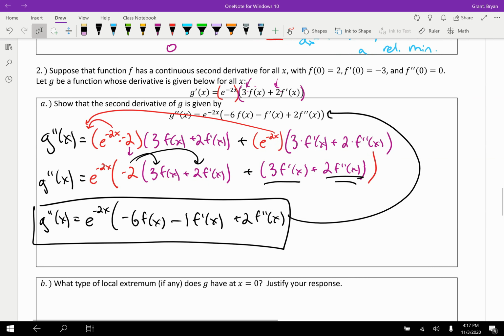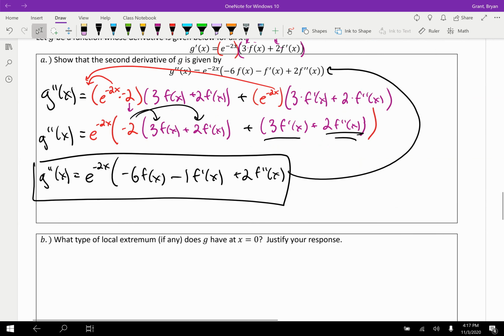What type of local extremum, if any, does g have at x equals 0? Well, the if any is important. We should first make sure that g has the potential to have a local extremum at x equals 0, which means we need to determine if x equals 0 is a critical point or not. So we should probably go through and determine what is g prime of 0.